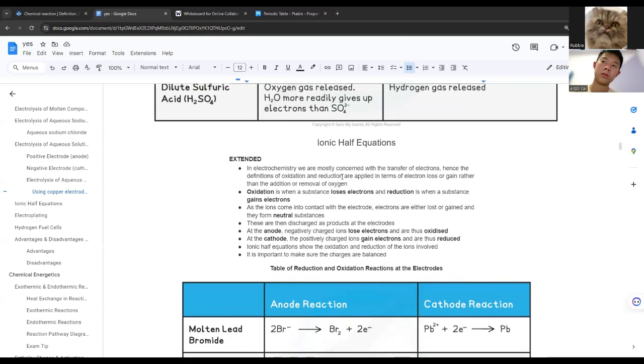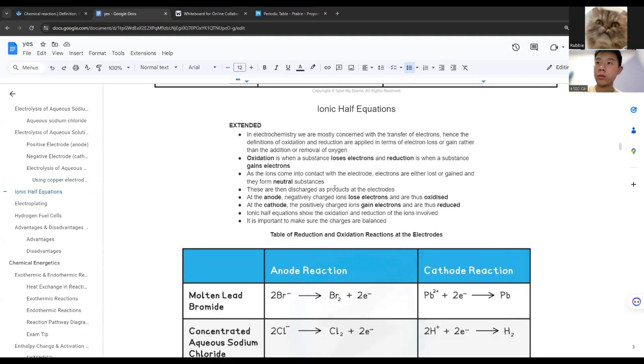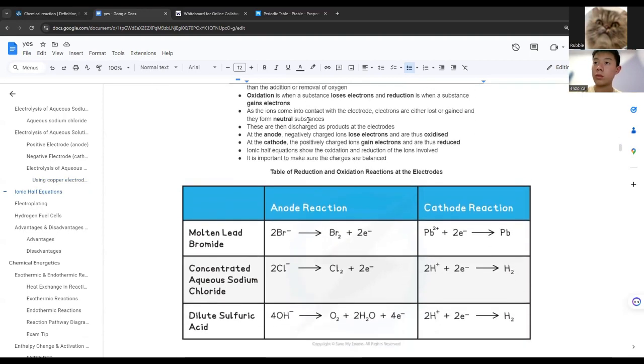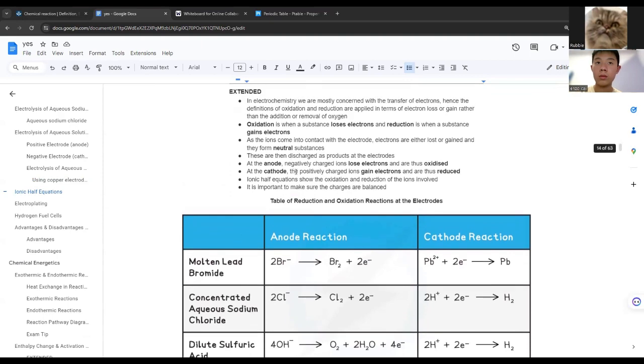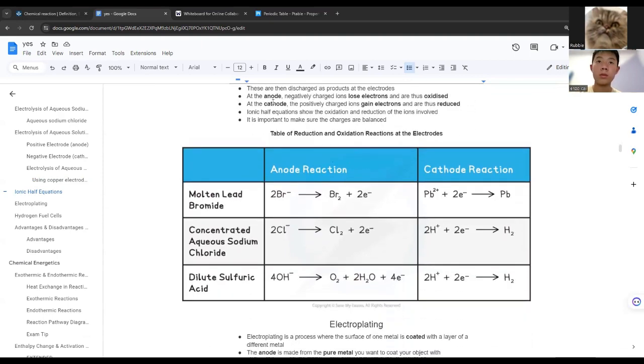Okay, ionic half equations. This one is very important. Just skip all these, unless you want to. Actually, no need. Just remember this one. Anode: negatively charged ions lose. Anode lose, cathode gain. Okay. Anode oxidized, cathode reduced.